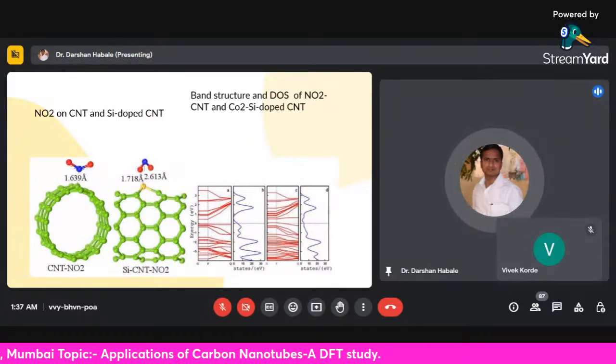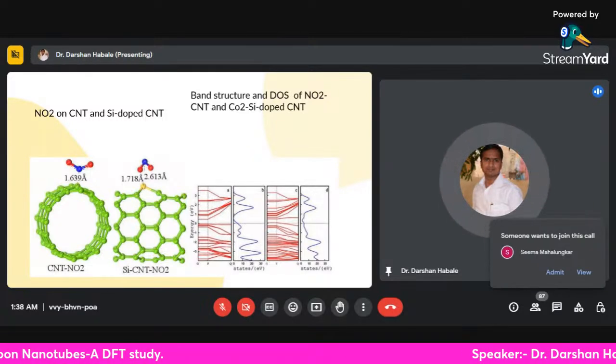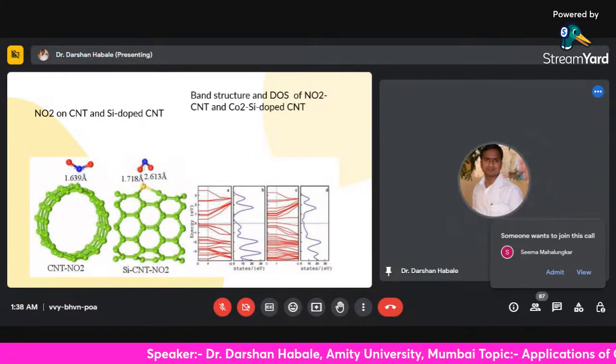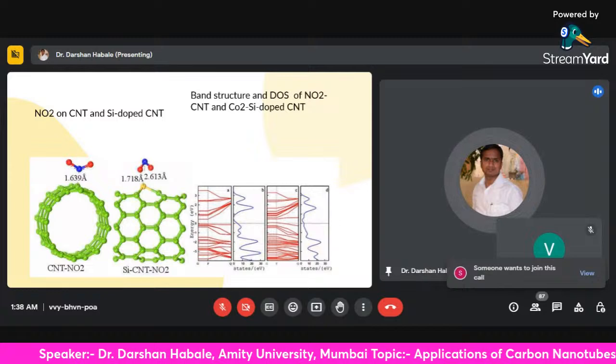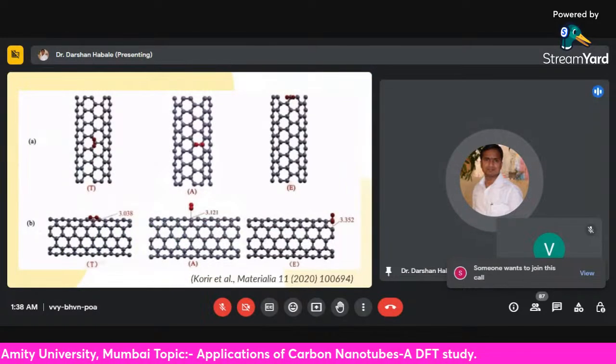So the first part we discussed is hydrogen adsorption, and the second part we discussed is the gas sensor application of carbon nanotube. Now these are a few reported results. This is our inspiration.